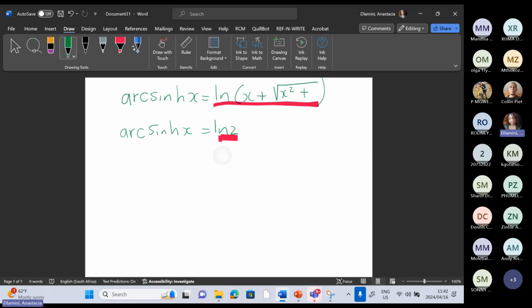So let's do that. So this is ln of x plus square root of x squared plus 1 equals ln of 2. Now, after this point, what did we learn? What are we supposed to do here?